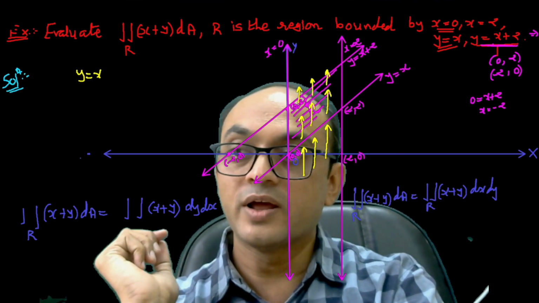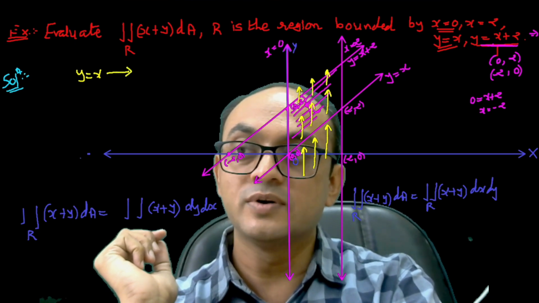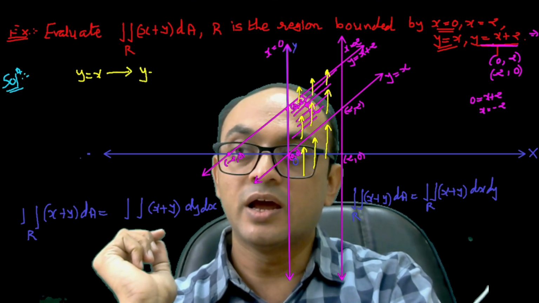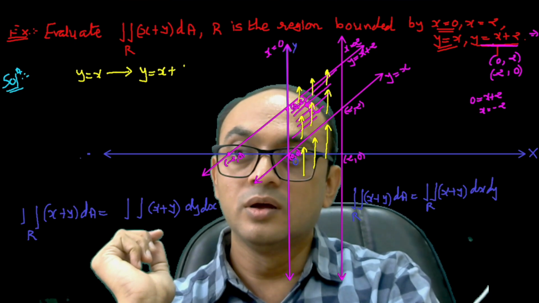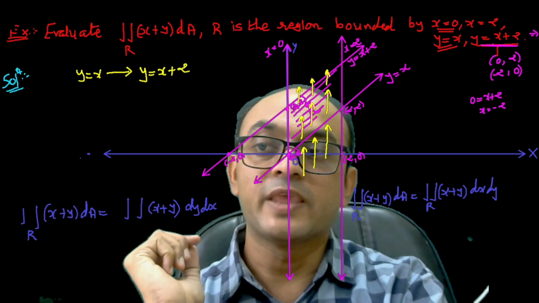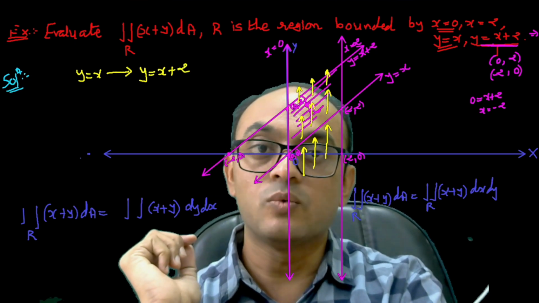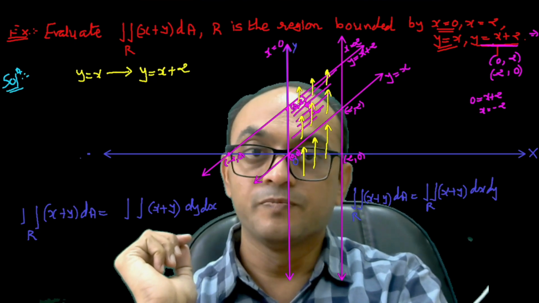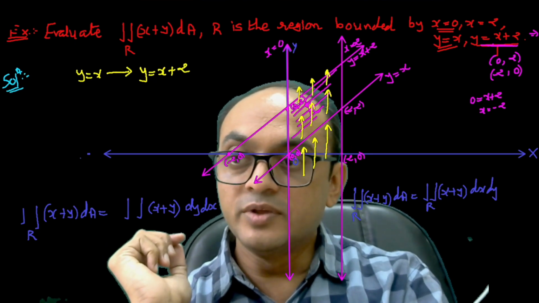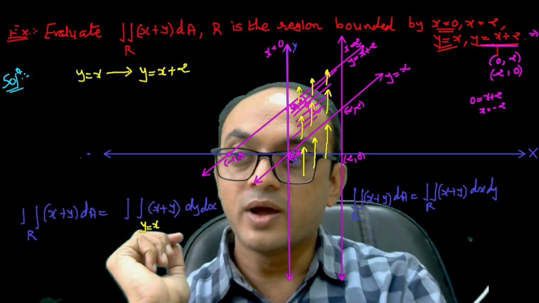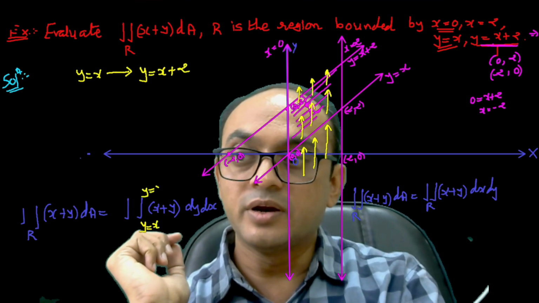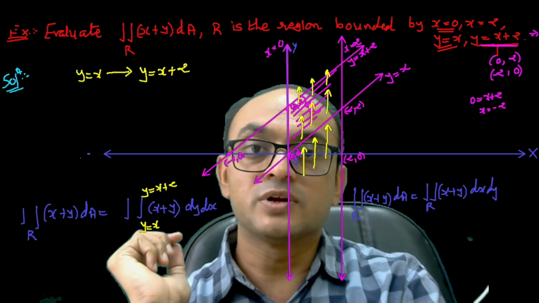So we enter from the y equal to x line, we continue our journey inside the region, and we exit the region from this curve, y is equal to x plus 2, right? So my entry will be the lower limit, y equal to x, and the exit will be the upper limit, y is equal to x plus 2.